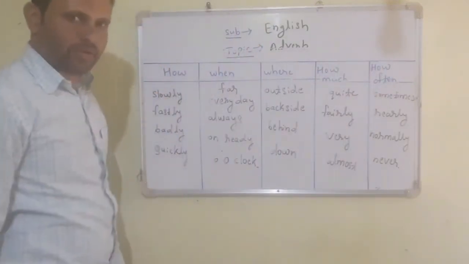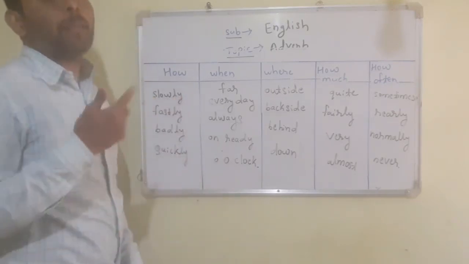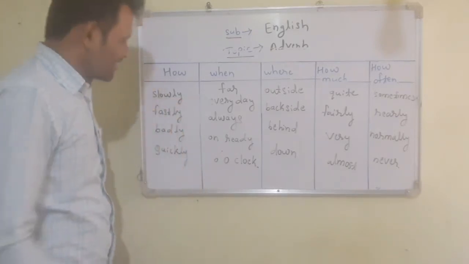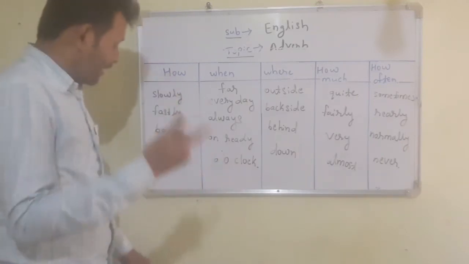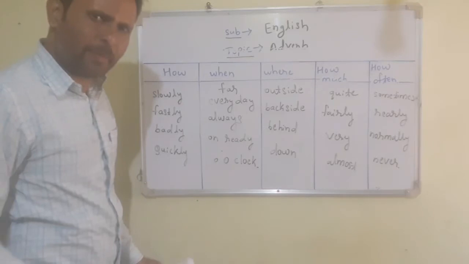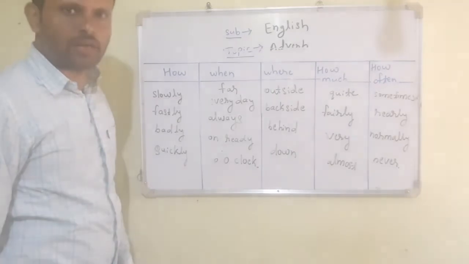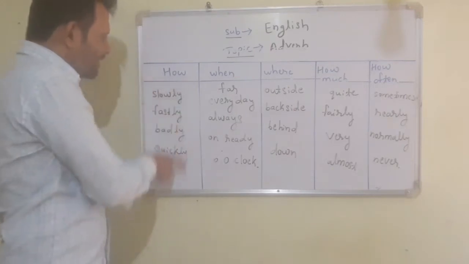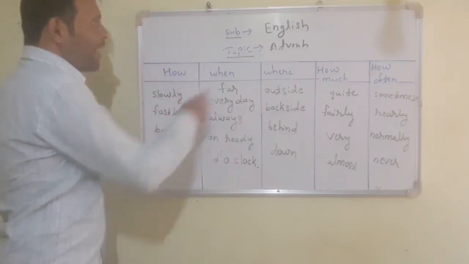With examples we are going to study. Rama pedals a cycle slowly. How does Rama pedal a cycle? Slowly. The car ran fast. How did it run? Rama was injured badly. How was he injured? Badly. Sita wrote a letter quickly. How did she write a letter? Quickly. Like this, whatever words in a sentence explain how, those are all adverbs.